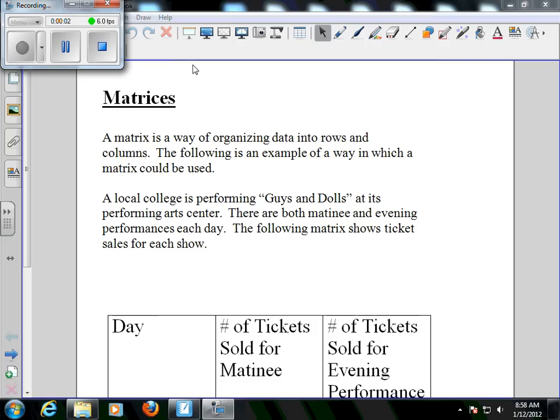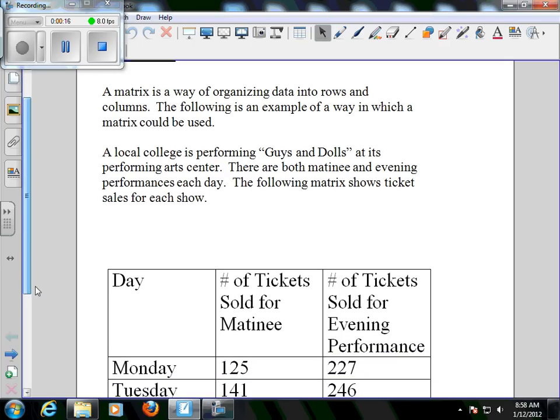Welcome to the new topic today on matrices. A matrix is a way of organizing data into rows and columns. The following is an example of a way in which a matrix could be used. So let's take a look at this.